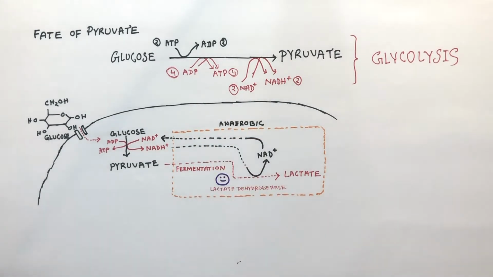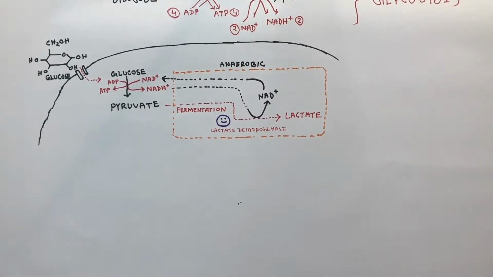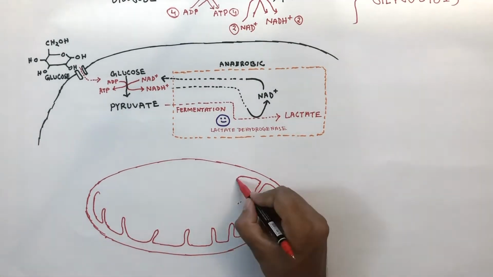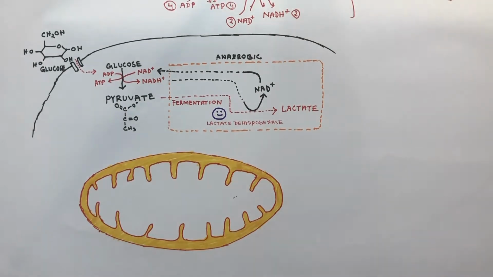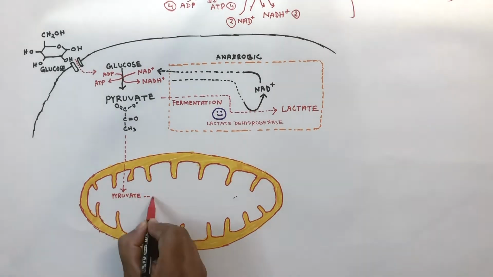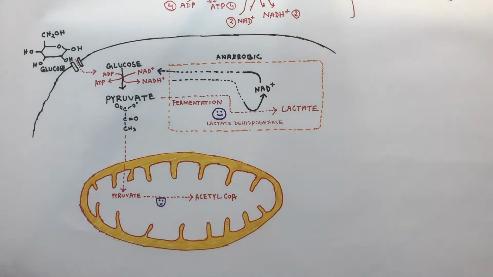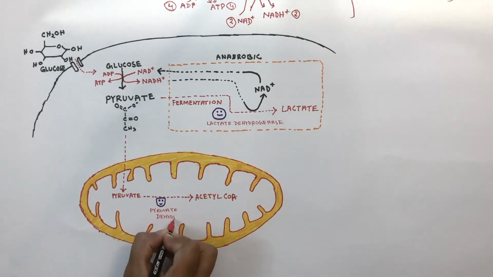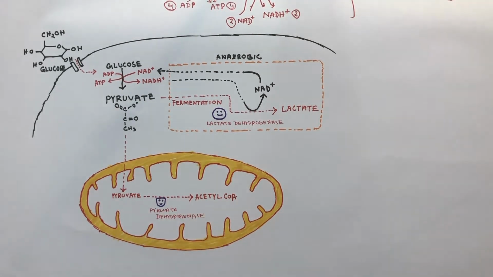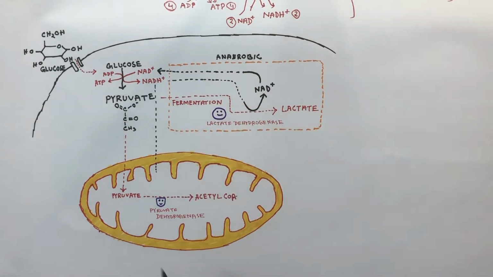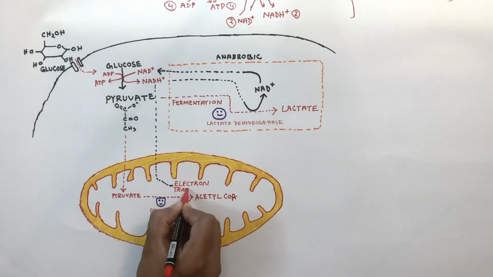Now, if mitochondria are present inside the cell, the pyruvate will take another pathway. The pyruvate then will be transported into the matrix of mitochondria and will be converted into acetyl-CoA. The enzyme here is pyruvate dehydrogenase. And what happens to the NADH? The NADH will also be transported into the mitochondria. They will undergo a process called electron transport chain.